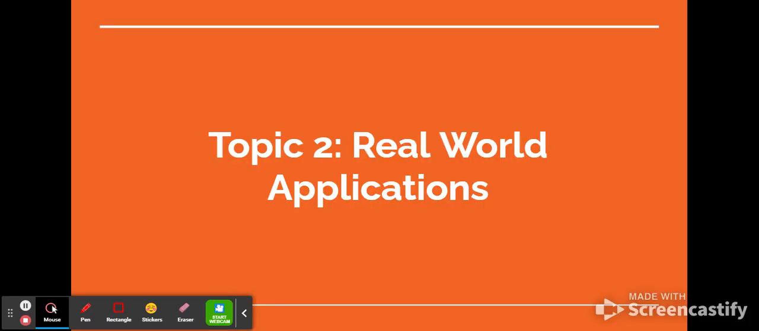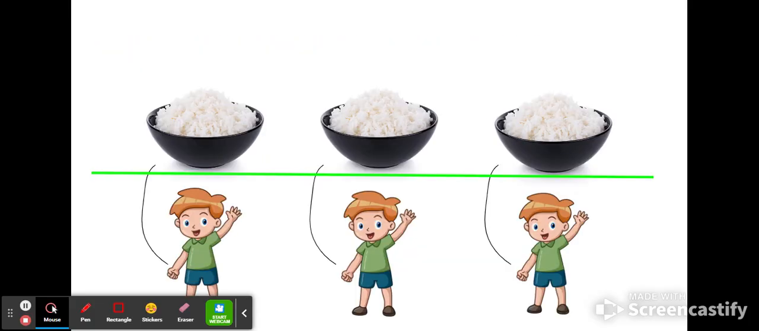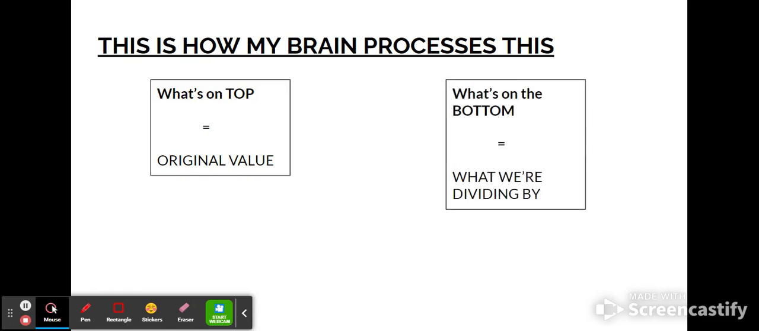Now we are on to our second topic. We are going to try dividing stuff in the real world. So, first, this is how my brain processes all of these scenarios that are going to happen. So now, this is what all of them are going to look like. There's going to be stuff on the top and stuff on the bottom. What's on the top represents the original value. What's on the bottom represents what we're dividing by.